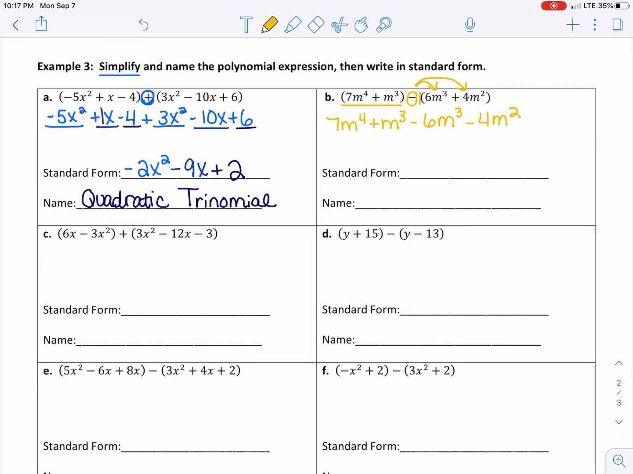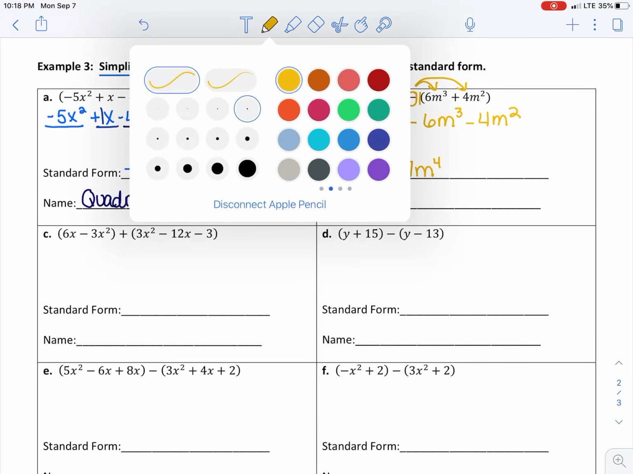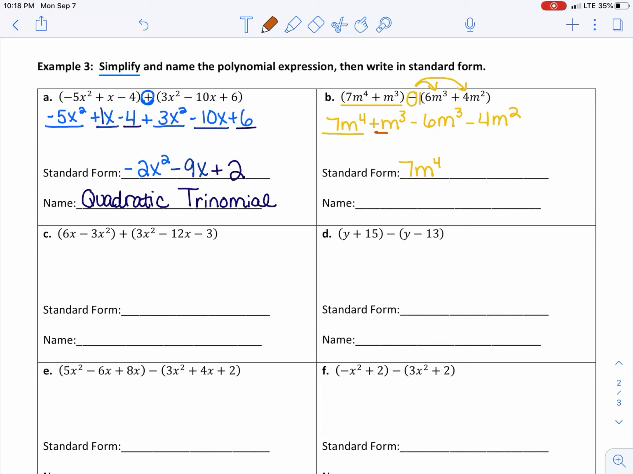Okay. Now we can go ahead and combine our like terms. Our highest exponent is a 4. We have 7m to the fourth, but we don't have any more m to the fourths, so we're just going to bring that down. Then I have an m to the third now, and I have a negative 6m to the third. That m to the third really has that imaginary 1 in front, so we have 1 minus 6 gives me negative 5m to the third.